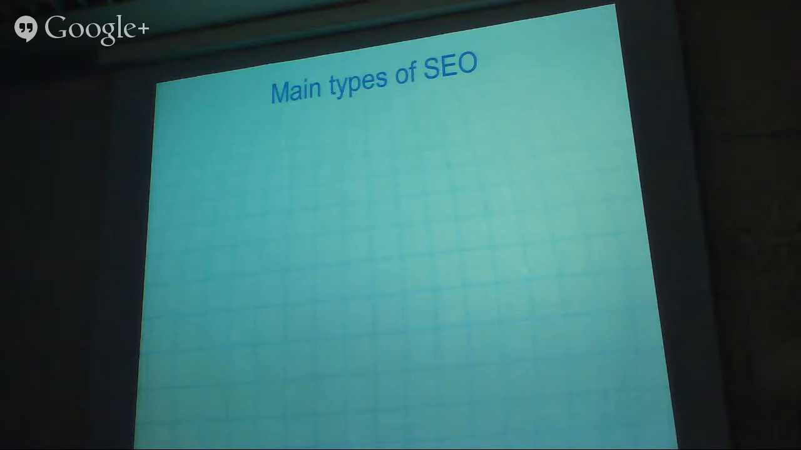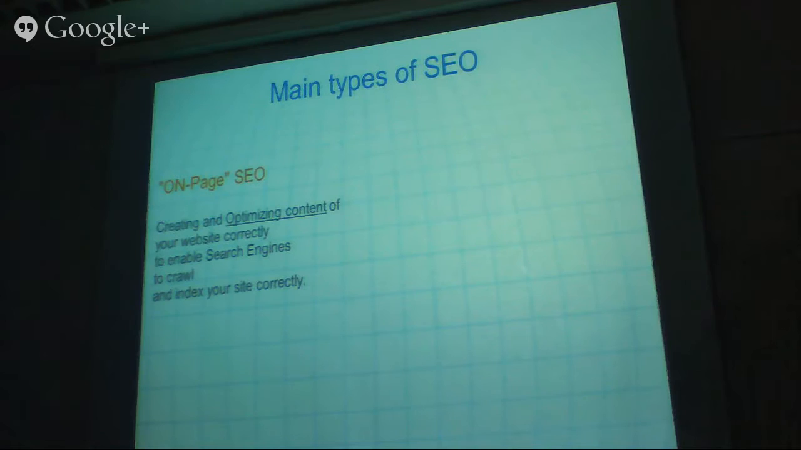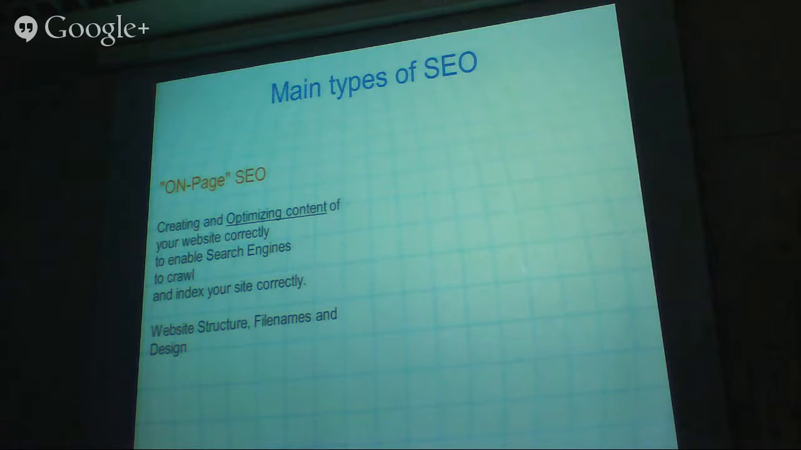So how do we do this? There's two types of ways to do SEO. We're going to focus again on the on-page, but so you have a better idea of two sites, I'm going to compare the two. We have on-site SEO, which is the creating and optimizing of your content so that the search engines can find it, they can crawl it. It's also things like your website structure, the file names on your website, and then the design. I'm talking there a little bit more about the technical design and how it looks.